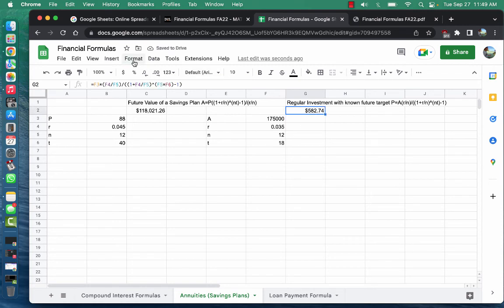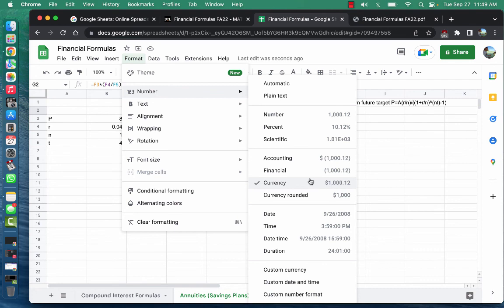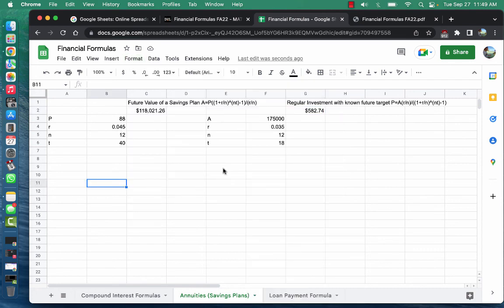Don't forget to go to format and put that cell in currency format. So if you have those preloaded values and you get the same answers as me, you're good to go. You can look back and see these formulas. This is how this formula is supposed to be typed in. If you don't have the 582.74, you can see exactly how it's supposed to be typed in there and fix whatever you need to fix.